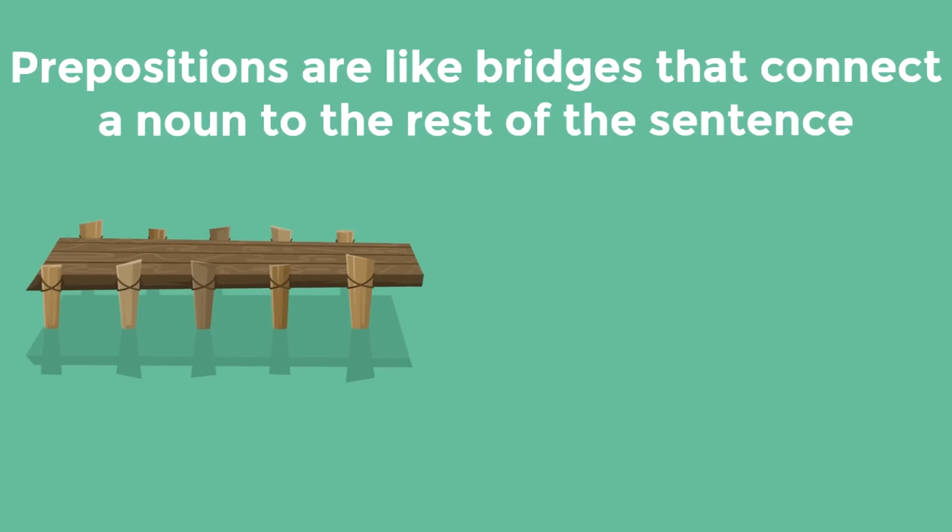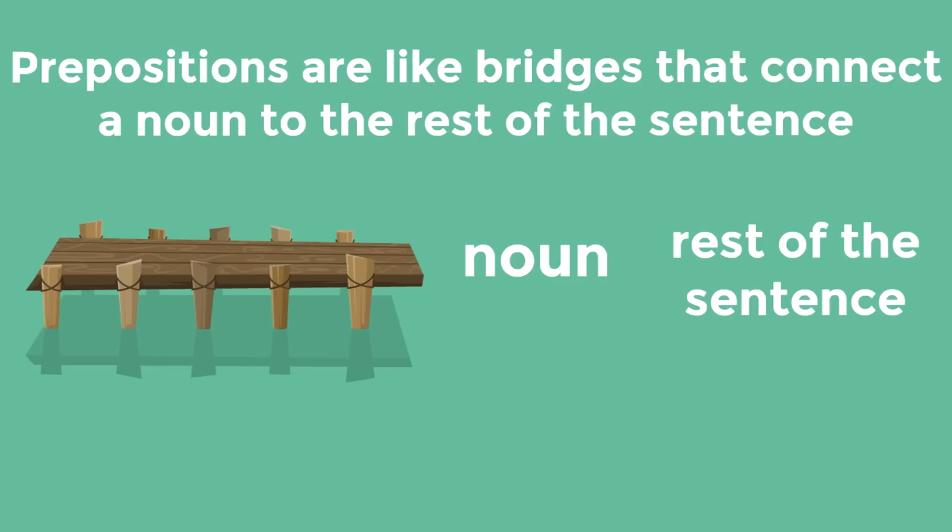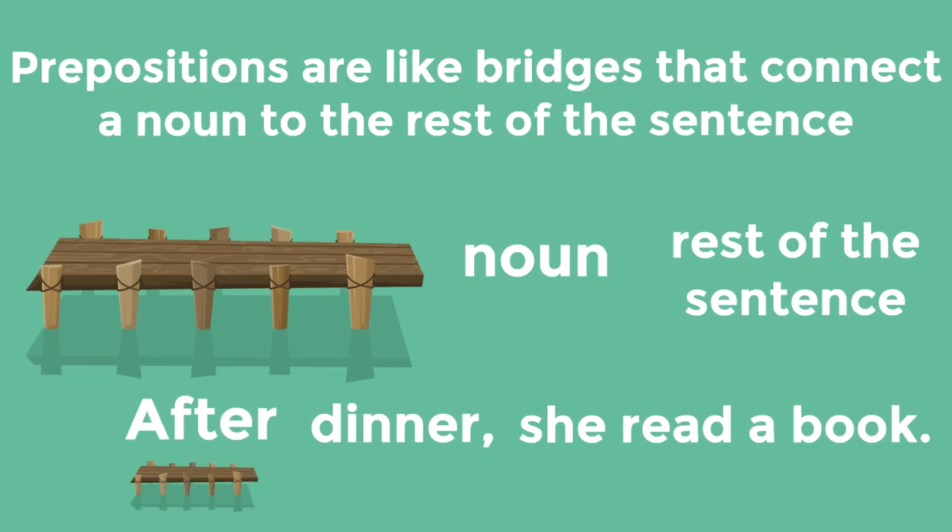Now, sometimes a preposition is at the beginning of a sentence, but it still comes before a noun, connecting that noun to the rest of the sentence. Look at this example. After dinner, she read a book. The word after is a preposition. It's connecting the word dinner, the noun, to the rest of the sentence. It's still a connecting word. It's still a bridge word. It's a preposition, even though it's at the beginning of the sentence.